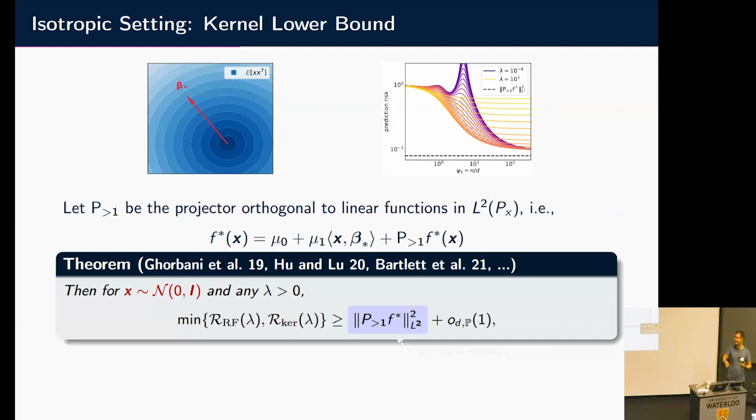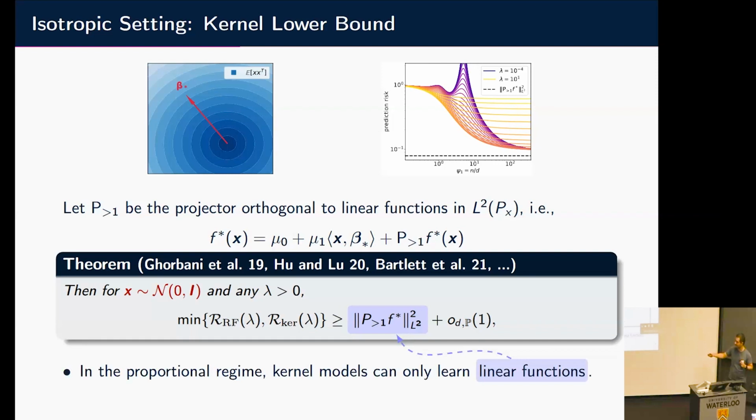So what does this mean? The risk of these kernel methods can only be as small as the L2 norm squared of the nonlinear remainder part. Why is this interesting? Well, we want to learn, which means we want these risks to go to zero. So it cannot go to zero unless this term is zero. And if the nonlinear remainder is zero, that means we're only learning linear functions.